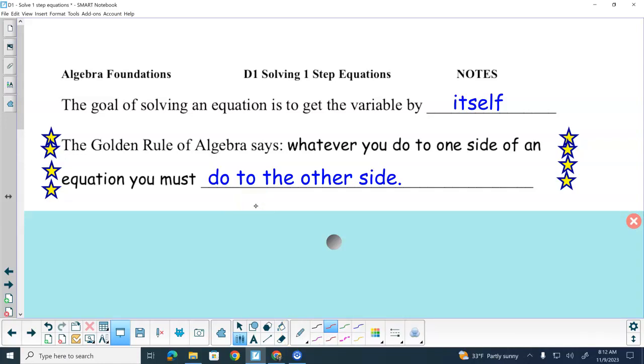That is huge. There are people in my Algebra 3 and pre-calculus class that sometimes forget this, and then they wonder why they got something wrong. Whatever you do to one side of the equation, you've got to do to the other side of the equation.